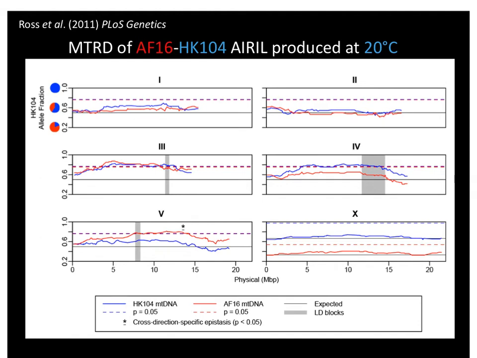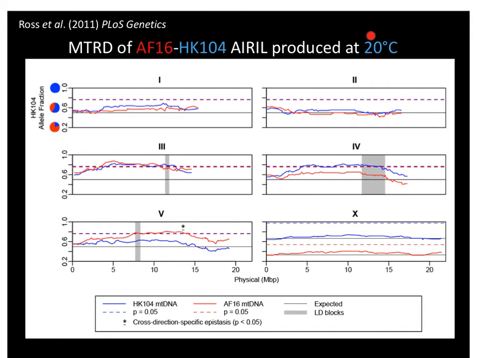And these are the actual data from those 167 recombinant inbred lines at 20 degrees. There are some interesting patterns here, but the most salient is that the 50% line, this thin black horizontal line, was the expected value for these crosses. And we observed that on most of the chromosomes, especially chromosomes 3, 4, and 5, there's a bias, and the bias is usually toward inheritance of blue or HK104 alleles over red alleles, AF16.